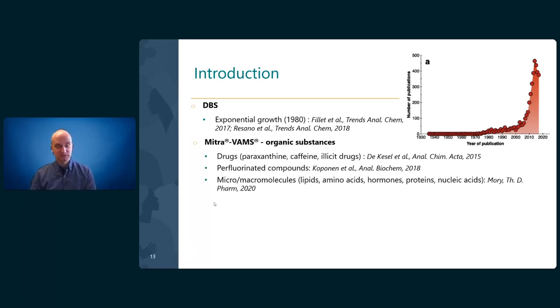But Mitra VAMS started less than 10 years ago, and it's actually showing the same trend, especially for organic substances. So these kinds of substances have been more and more studied. There are different papers on drug analysis, perfluorinated compounds, PFAS, and other micro and macromolecules like lipids, amino acids, and so on. So there is a lot of literature on organic substances, but less on inorganic substances.